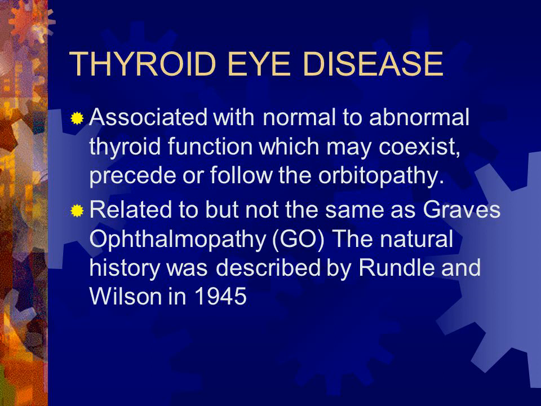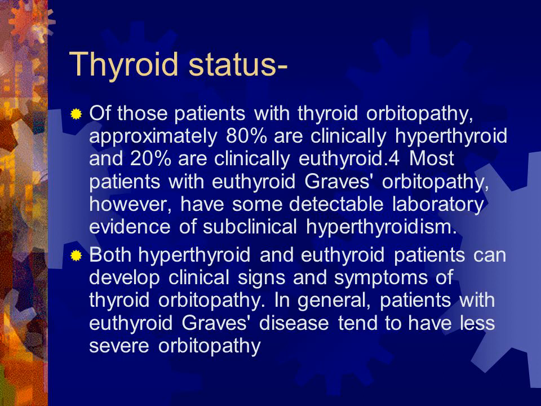Thyroid eye disease is associated with normal to abnormal thyroid function, which may coexist, precede or follow the orbitopathy. Related to but not the same as Graves' ophthalmopathy, GO, the natural history was described by Rundle and Wilson in 1945. Thyroid status: of those patients with thyroid orbitopathy, approximately 80% are clinically hyperthyroid and 20% are clinically euthyroid.